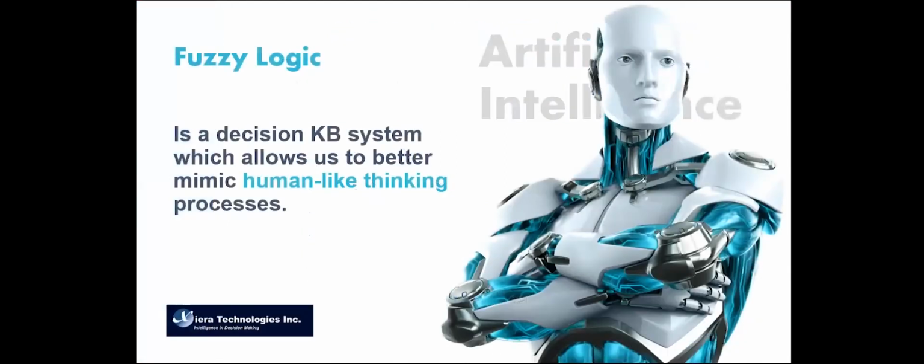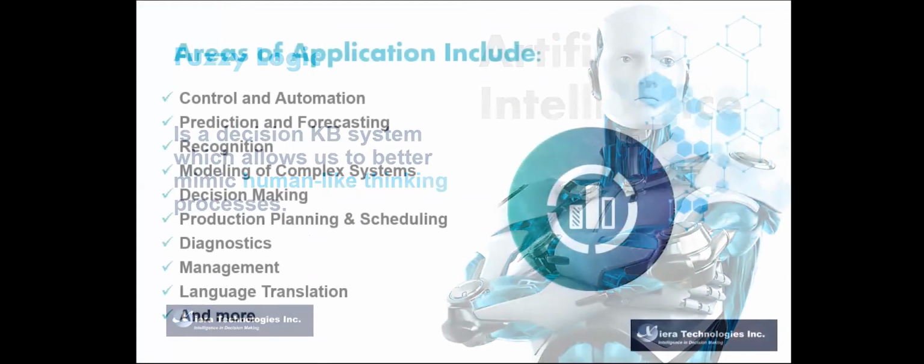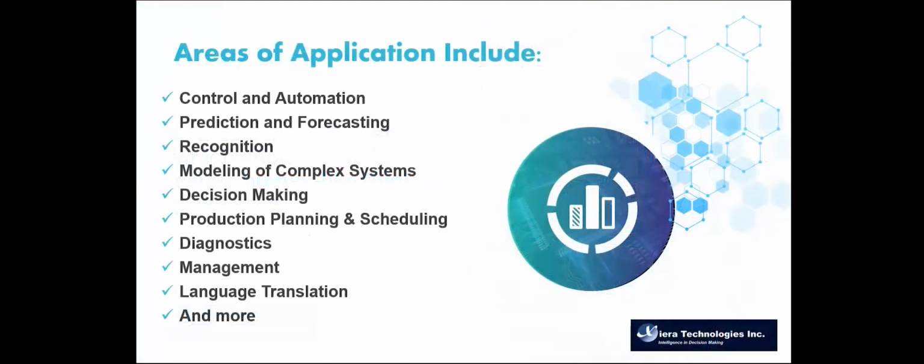Fuzzy logic is a decision knowledge-based system, which allows us to better mimic human-like thinking processes. The areas of application of fuzzy logic include control and automation, prediction and forecasting, recognition, modeling of complex systems, decision-making, production planning and scheduling, diagnostics, management, language translation, and more. Now, our ability to tune the fuzzy logic parameters can be applied to any of these areas. However, what we're going to be focusing on is control and automation, because that's the area that we've actually been working on at Zera.